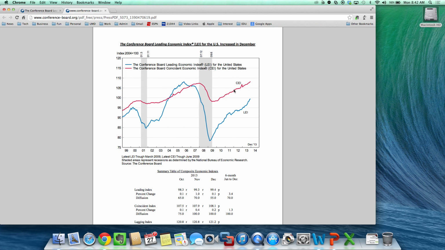But the one that we're really going to care about is what's happening to the LEI and the CEI, and both of those continue to climb. That is one of the reasons why people are relatively bullish on the economic activity for the first half of the 2014 year in the U.S. Now, obviously, things can change, and if things start to change, so for example, you saw a big stock market sell-off last week. Why do you think that might have occurred?